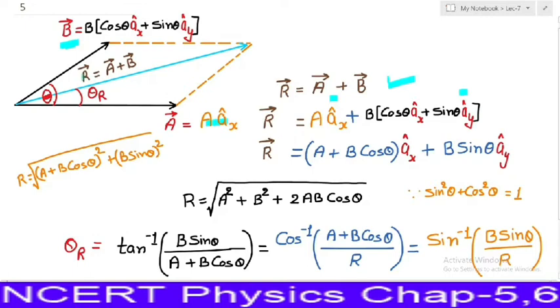So vector r is equal to a ax cap, this is first vector, and b into cos of theta ax cap plus sine of theta ay cap, this is second vector. Now we can multiply b inside, so it becomes a ax cap plus b cos of theta ax cap plus b sin of theta ay cap. Now if we add coefficients of ax cap, then those are a plus b cos of theta ax cap plus b sin of theta ay cap. This is resultant vector r.